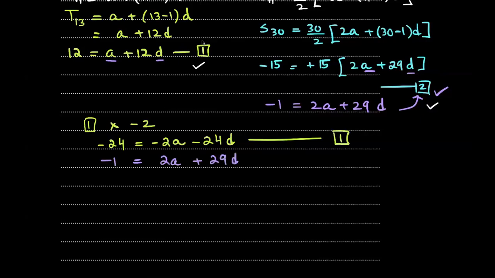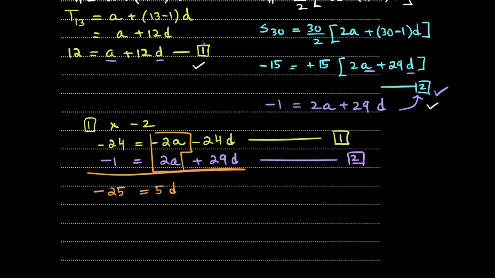This is equation 2. When I add up these two equations, the a's will cancel out. 24 and 1 add up to 25 with a negative sign. And this is minus 24d plus 29d, which is 5d equals negative 25. Therefore, let's make D the subject. This comes out to be negative 5. That is the first value that we obtain.